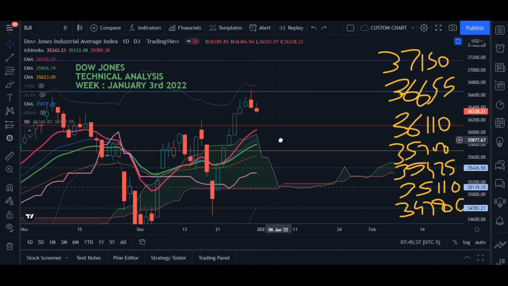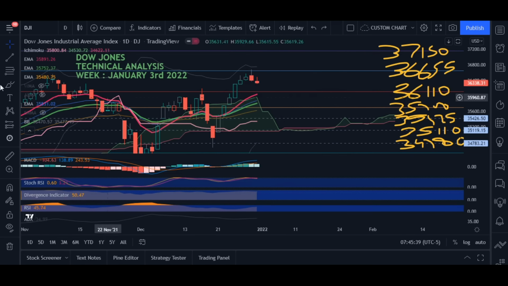Then comes some other technical indicators. If you see MACD, MACD is clearly bullish. Stock RSI is also bullish. You can see the K channel is 92 and the D channel is 96. So it is not bearish, but bullish. Then comes the divergence. Divergence is not much. It is just 57. It has to be more than 65 or 70, only then will it create some impact on the market.